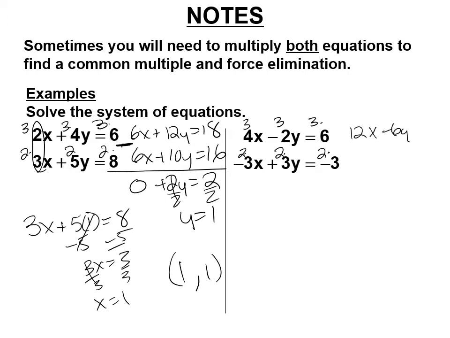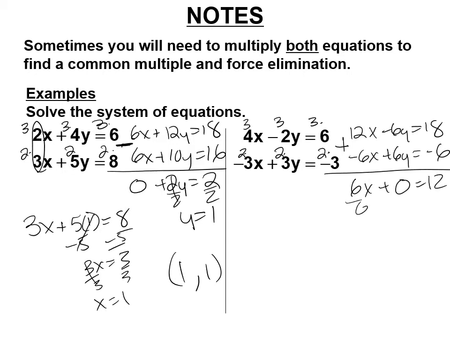12x minus 6y equals 18. Negative 6x plus 6y equals negative 6. I'm adding the two equations. 12x plus negative 6x, 6x. Negative 6y plus 6y is 0. 18 plus negative 6 equals 12. Divide both sides by 6, and x equals 2.